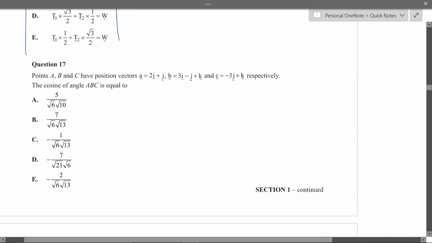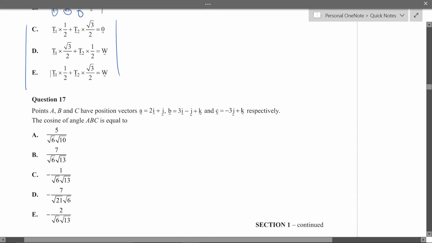So question 17, it's asking for the cosine of the angle. Well, in this case, since it's ABC, the angle would be at B, so you would have to find BA and BC. So I got BA is negative i plus 2j minus k, and mod BA is root 6. BC is negative 3i minus 2j, mod BC is root 13.